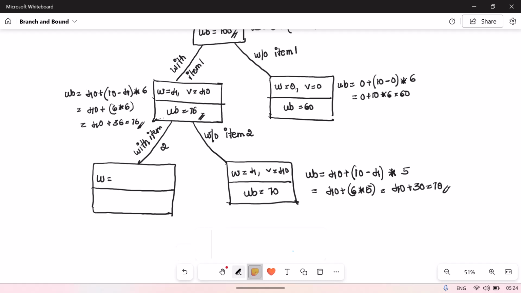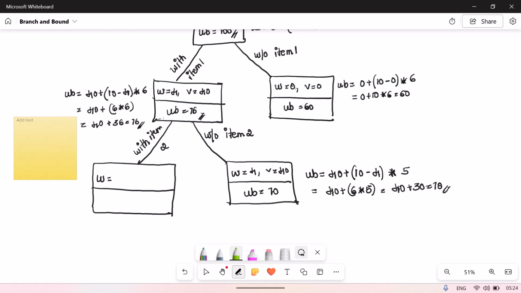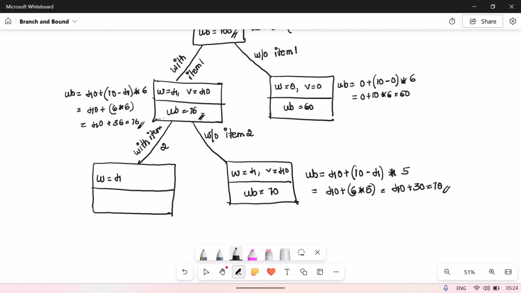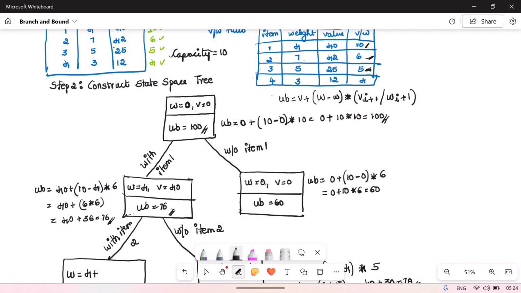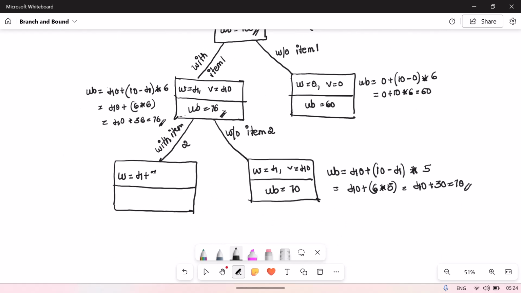See, weight means, previous item is already there in the bag. Now you are adding the next item. So, next item is having the weight as 7 and the value as 42. So, 7 and 42, right? So, it will be like this. So, previous items, because I've included the item 1, no? So, 4 plus 7. So, it becomes 11. Correct?